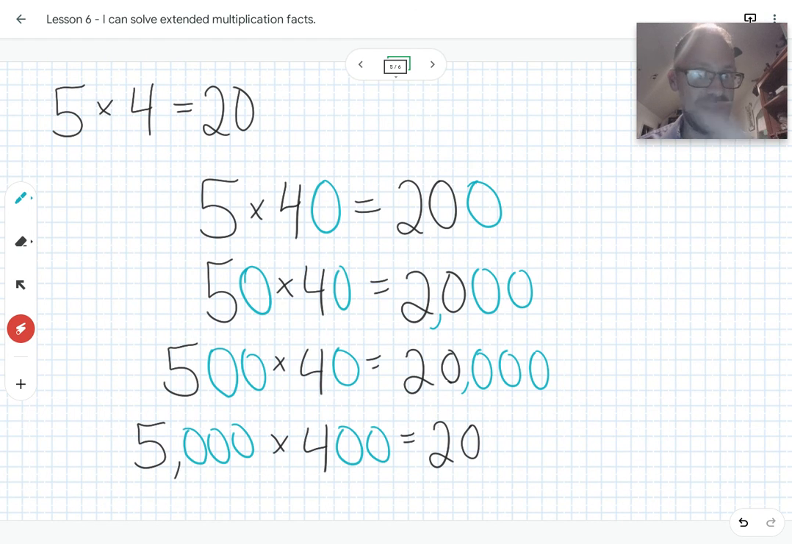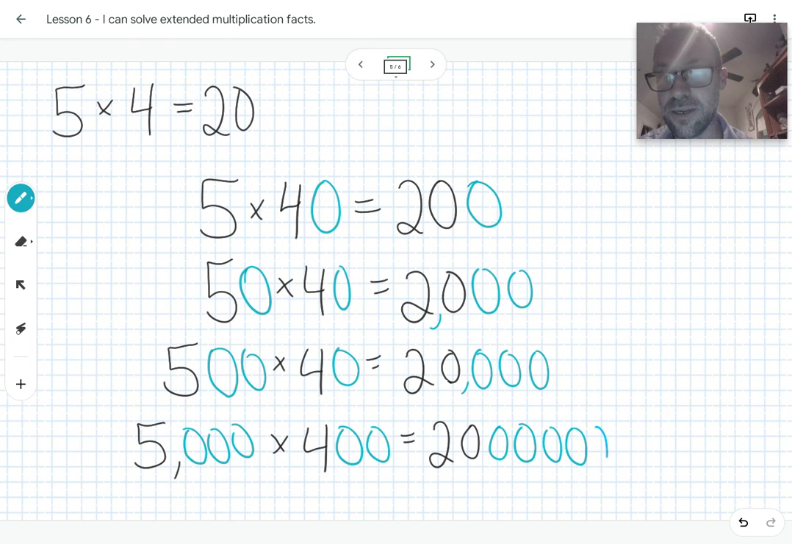All right, here we go. Same steps. 5 times 4, the basic math fact first. That's 20. And then we'll count up 1, 2, 3, 4, 5 zeros. And that is what we add to get our final product. 5 zeros. We can't forget our commas, though. So let's start over here and count 1, 2, 3. 2 million. 5,000 times 400 is 2 million.